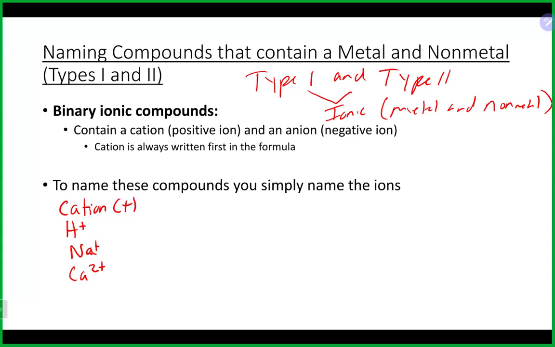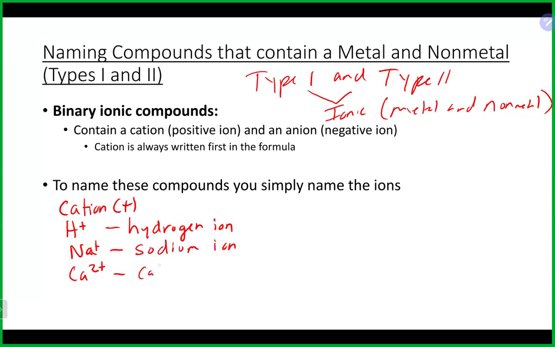How do we name just the cation by itself? If we just had that by itself, it's very simple. We just simply use the whole name of the element. So H is hydrogen, that would be the hydrogen ion, and we put ion next to it because it does have a charge. Na is sodium, that would be the sodium ion.